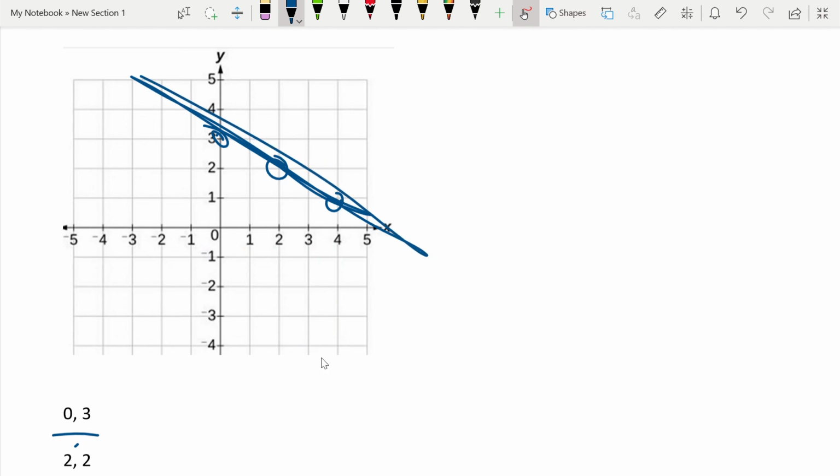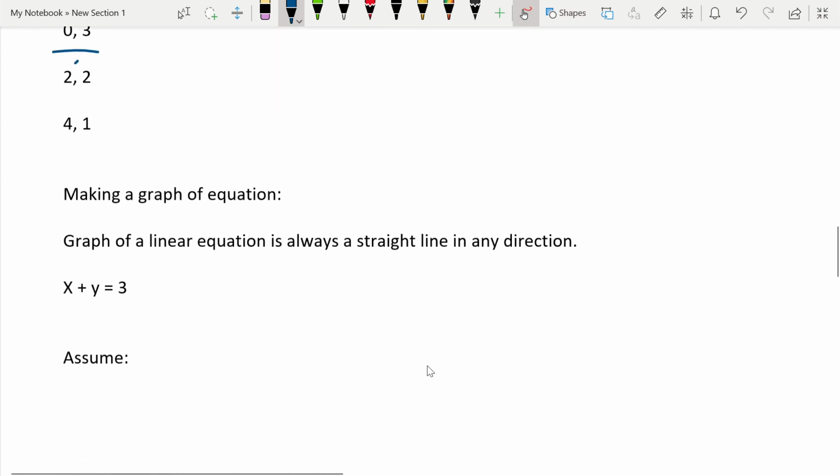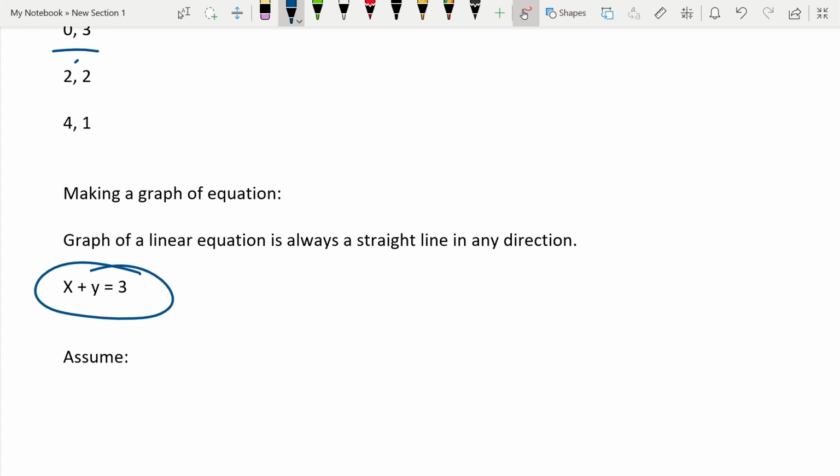Okay? Making a graph of an equation. Now you might be like, how do you make a graph out of an equation? A graph of a linear equation is always a straight line in any direction. Okay, so it's basically a line. If you have a linear equation like that, you will have a line.